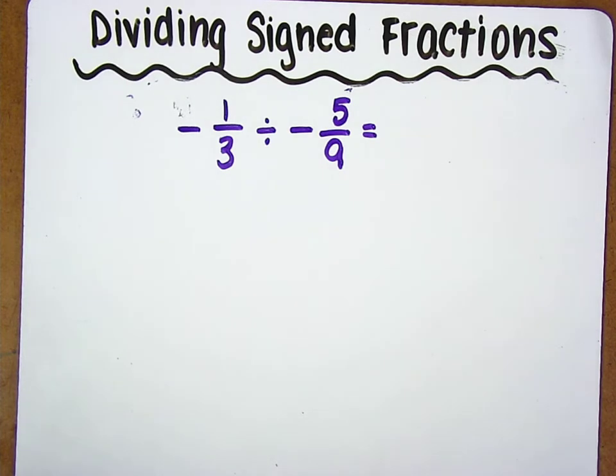Let's take a look at dividing signed fractions. The nice thing about dividing signed fractions is that we can follow the same rules that we use when we're dividing integers. To review, if there are an even number of negative signs in the problem, our quotient, or the answer, is going to be positive. If there are an odd number of negative signs in the problem, our quotient is going to be negative.